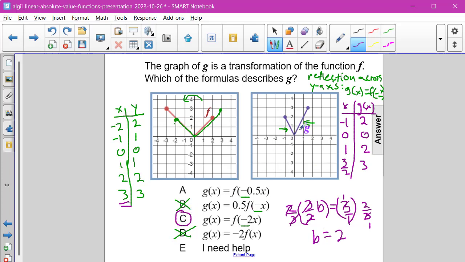Also remember, when you're doing a horizontal shrink towards the y-axis, your b value is going to be greater than 1, and the scale factor will then become 1 over b, which is 1/2. So that makes sense. What was originally at -2 is now at -1. It's half of that original value. So the correct answer here is C. g of x is equal to f of -2x.